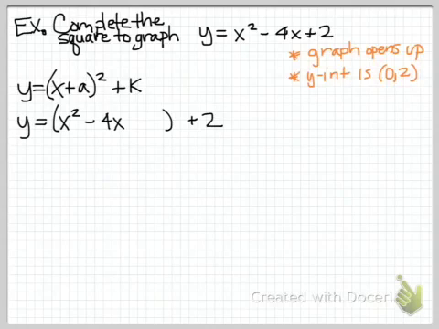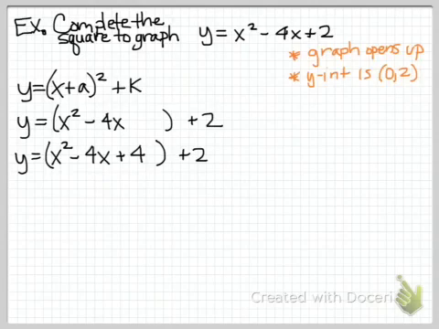The 2 goes on the outside of the parentheses, and then the x squared minus 4x is going to go on the inside. So what I need to do is take that negative 4 and take half of it. So half of negative 4 is negative 2, and then I square it. So you square negative 2. So negative 2 squared is going to be 4.